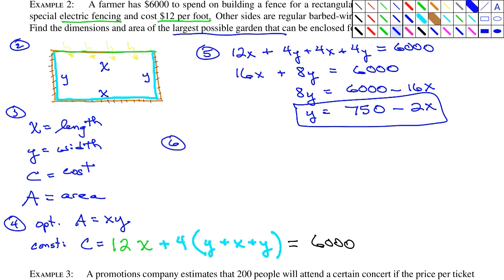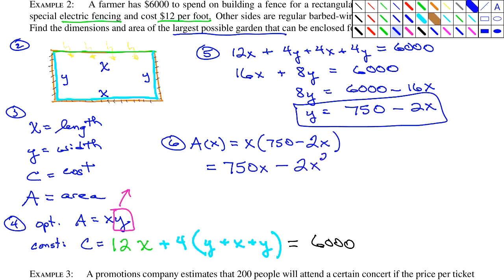And now I'm going to plug that into my area formula. So again, I had a Y right here. That's going to be substituted out with what we have now for Y, which is 750 minus 2X. So this is 750X minus 2 times X squared.